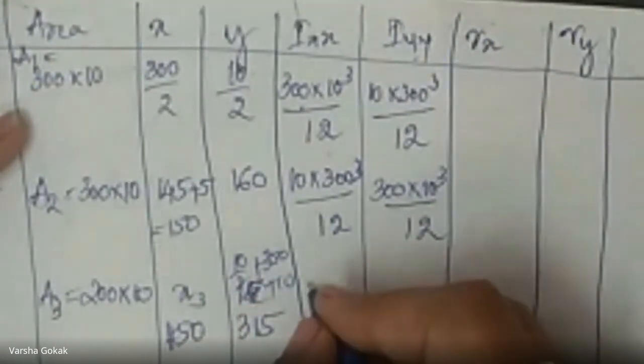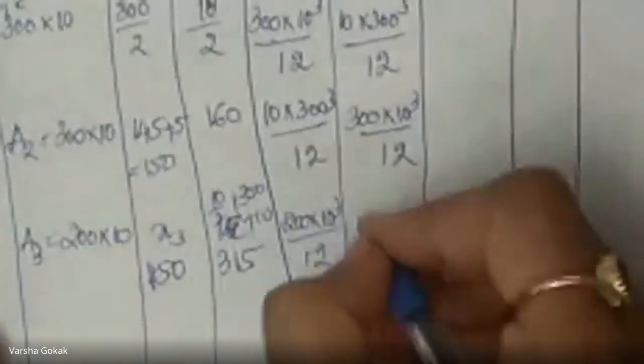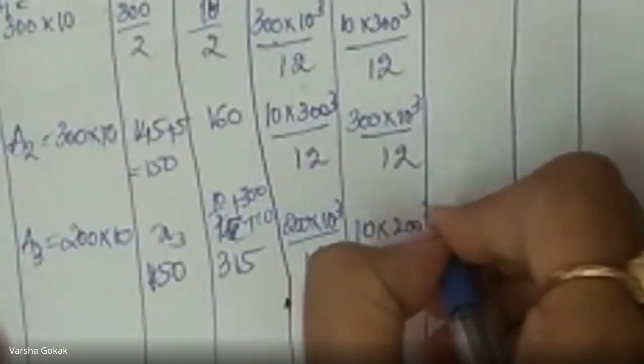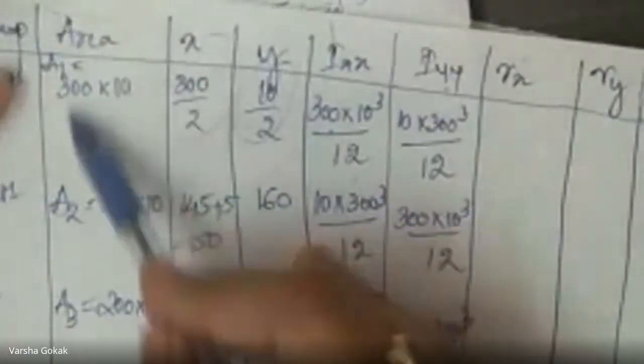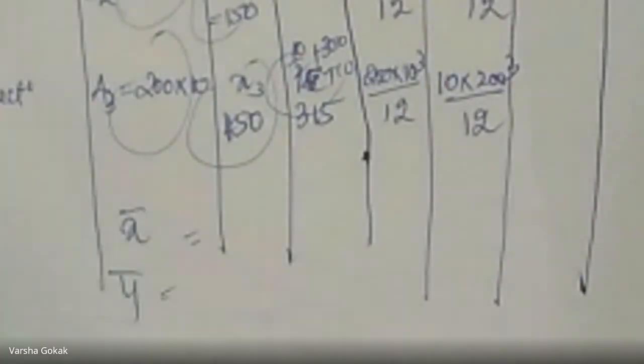What about IXX? 200 into 10 cube by 12. IYY is 10 into 200 cube by 12. Using x, y, and A, these values, first get me the value of x bar and y bar, please.